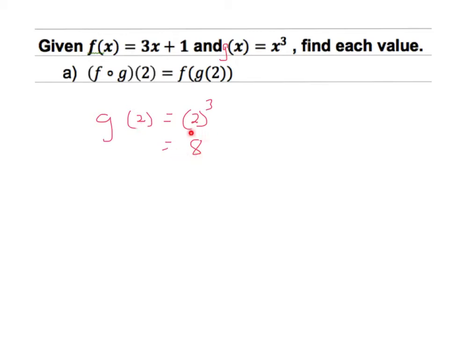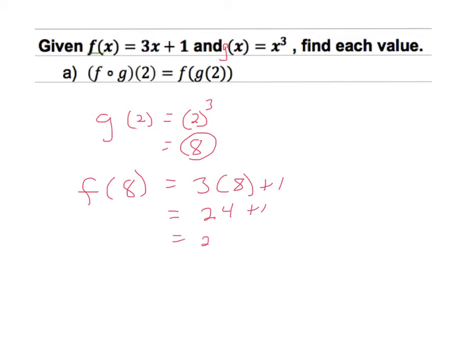Now I'm going to take this range value, and it then becomes the domain value for the f function. So what we're going to do here is take this value and plug it in for the x in the f of x function. So it's going to look like this. And then I'm going to simplify that. That gives me 24 plus 1, or 25.